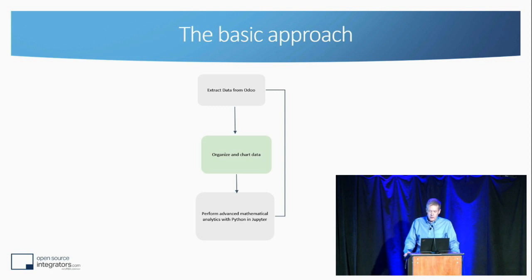The way we've done this is that we are extracting data from Odoo, doing a little bit of organization, and then using Jupyter as our analytics engine for an awful lot of this. We also are using ArcGIS and QGIS as ways for visualization of some of the maps too, and I'm going to show those at the end.